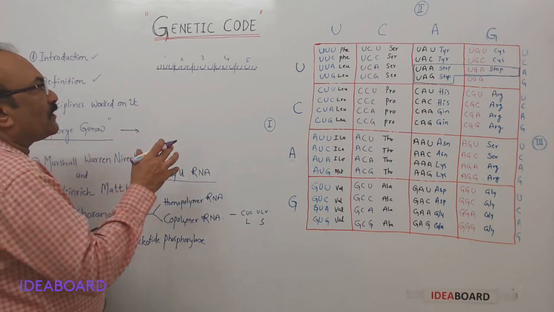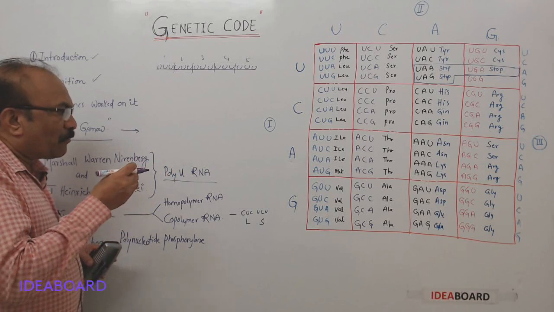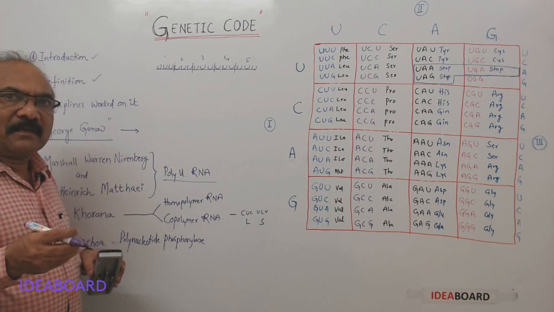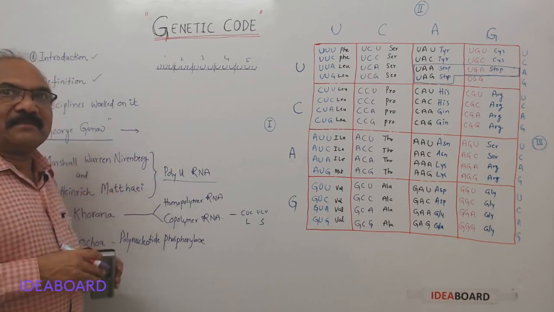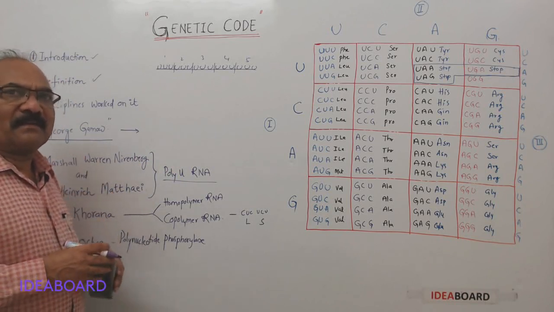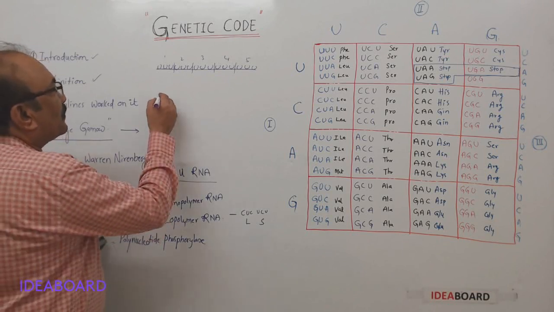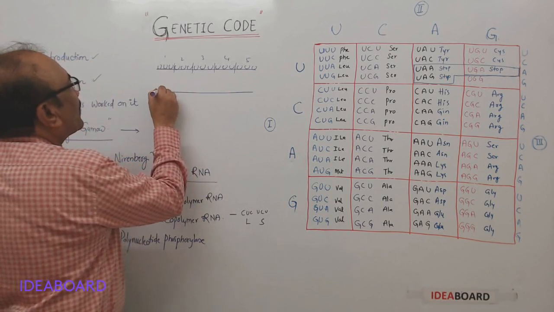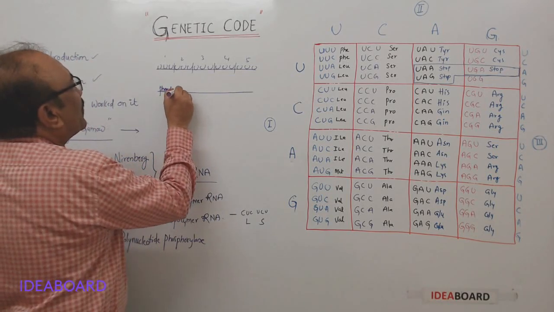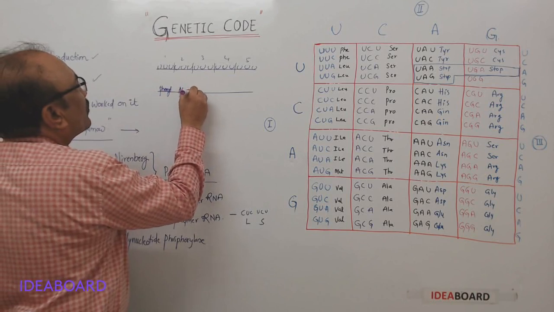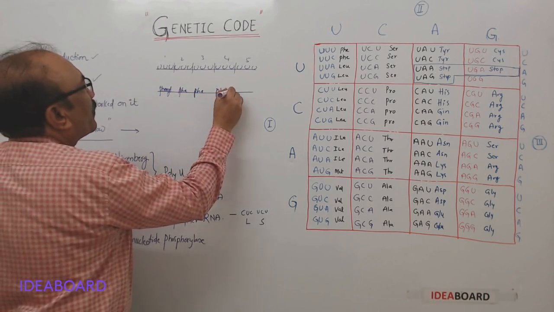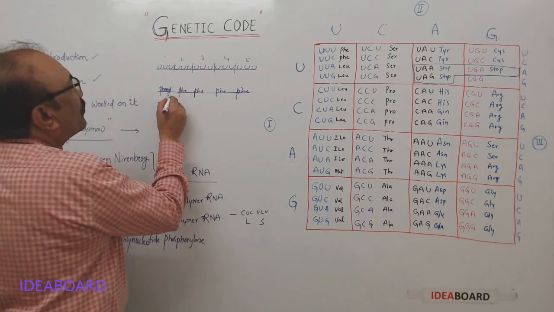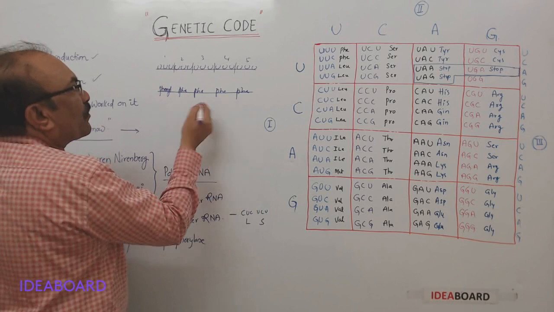And when they added this poly-U RNA in a medium where they had supplied tRNA and all 20 amino acids, they got one polypeptide made up of only phenylalanine. I am writing Phe. Okay, you can see how many phenylalanine chain is formed? 5.